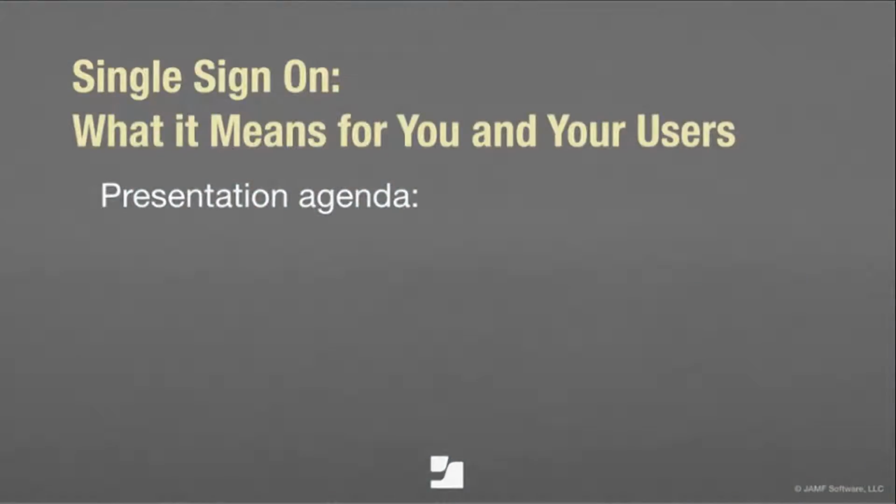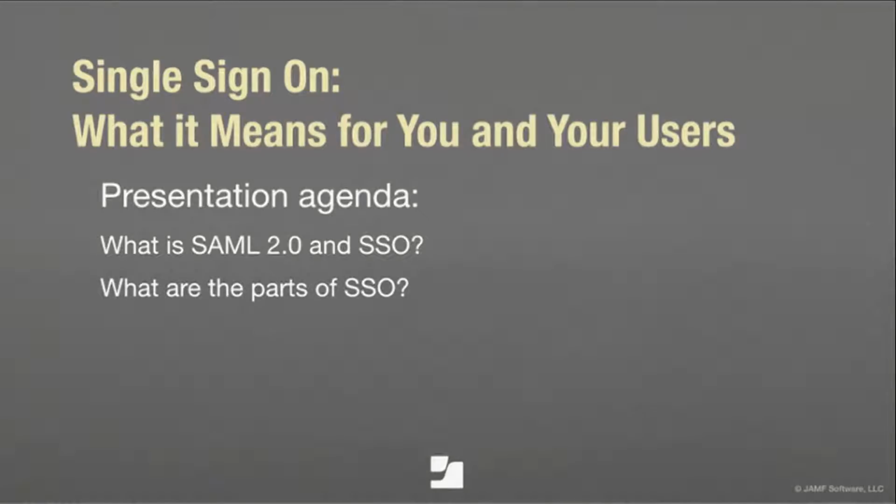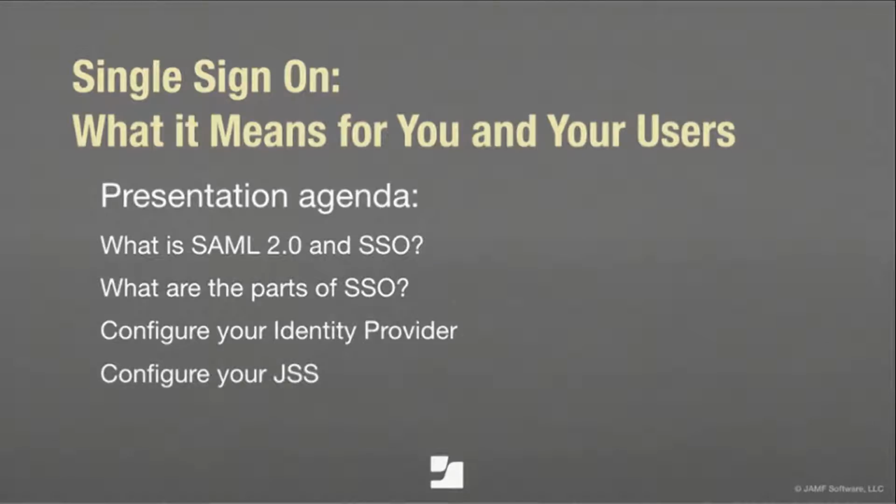So here's what we're going to cover. First, we're going to define what SAML and SSO are, and then we're going to discuss the parts of SSO. Then we're going to go through the steps to configure a test identity provider, and then how to integrate that with your JSS. I meant to say that.